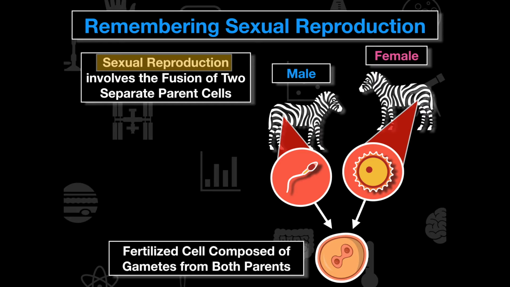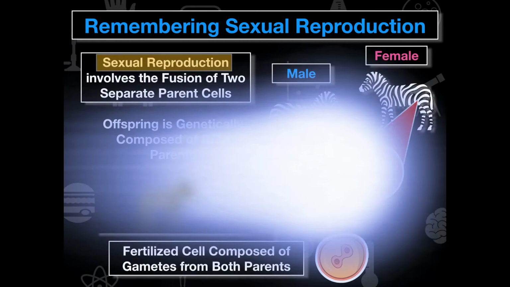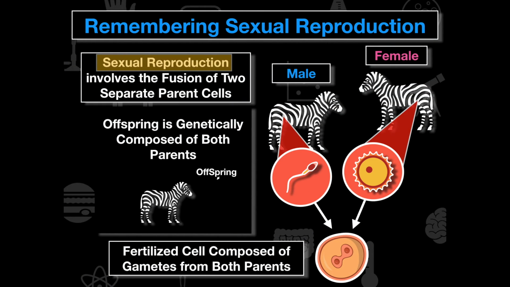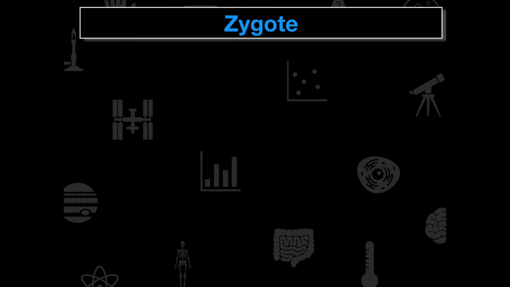So the fertilized cells are composed of both gametes from both parents. So the offspring is going to be genetically different. It's genetically different from the male and the female because it's a combination of both. So let's try to better understand what this means.